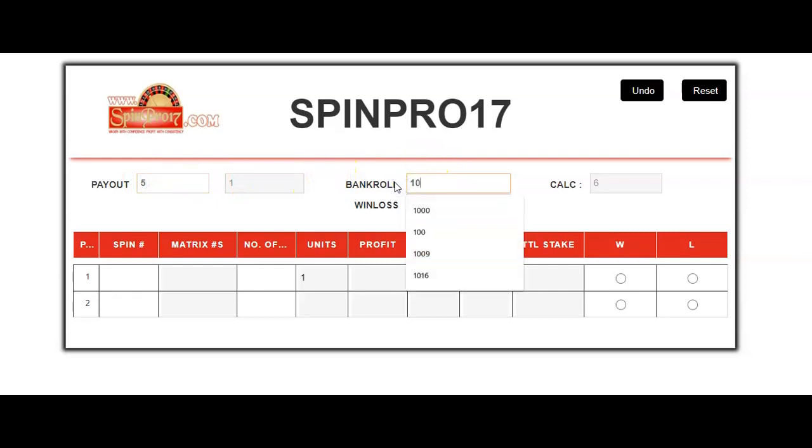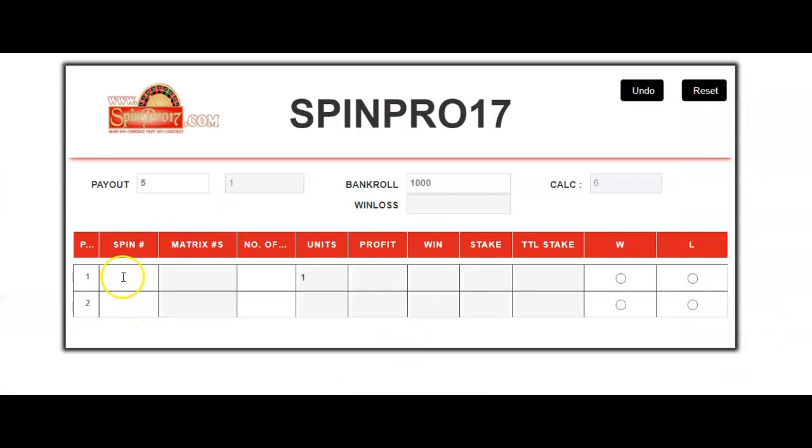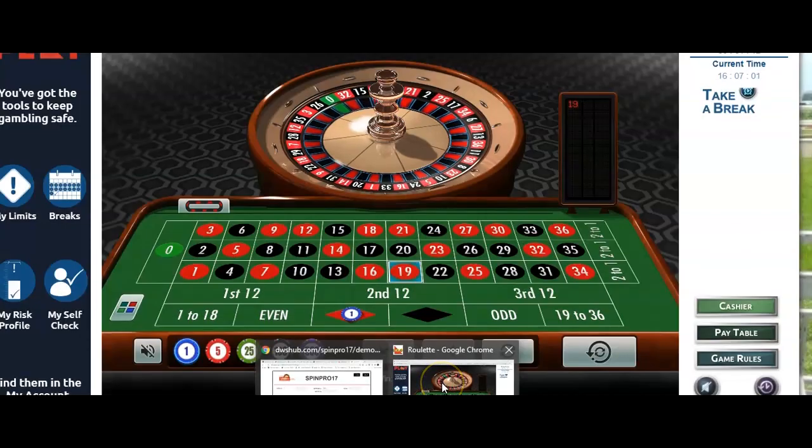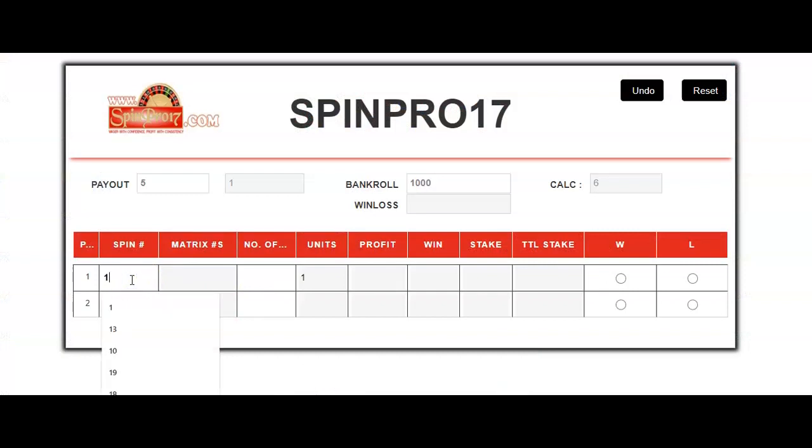And we're going to put a bankroll of 1,000. And the reason why we're doing that is, in this case, our minimum bet is $1, and our bankroll on the bottom here is 1,000. So our first number was, as we can see, 19. So we're going to put in 19 here. Every time you have a loss, you click on L. Once you have a win, you click on W. You're going to reset the calculator, and you're going to put your current bankroll in.